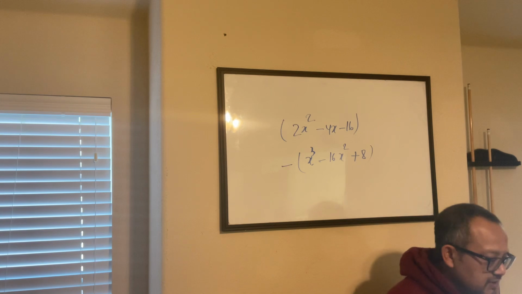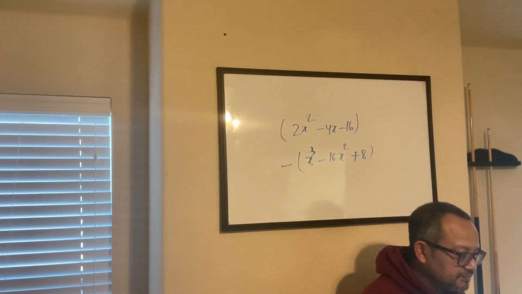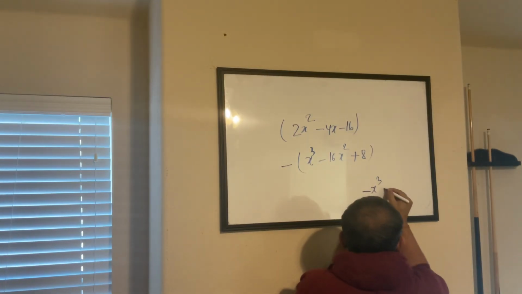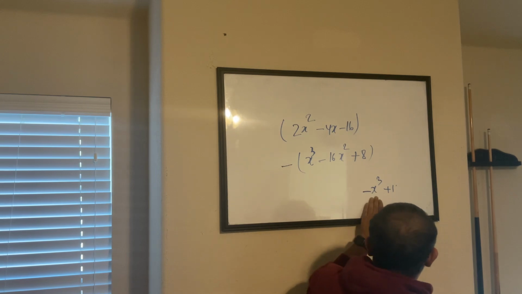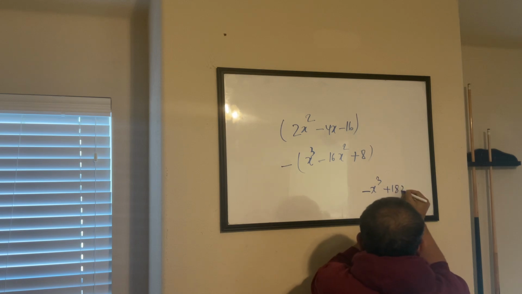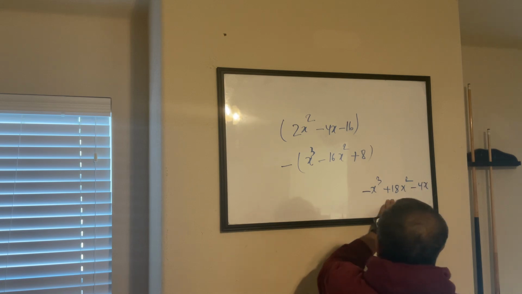Yes, Vihan. Tell me, Vihan. I got minus x cubed plus 18x squared minus 4x. Say that again. Minus x cubed plus 18x squared. 18x squared. Okay. Minus 4x minus 24.